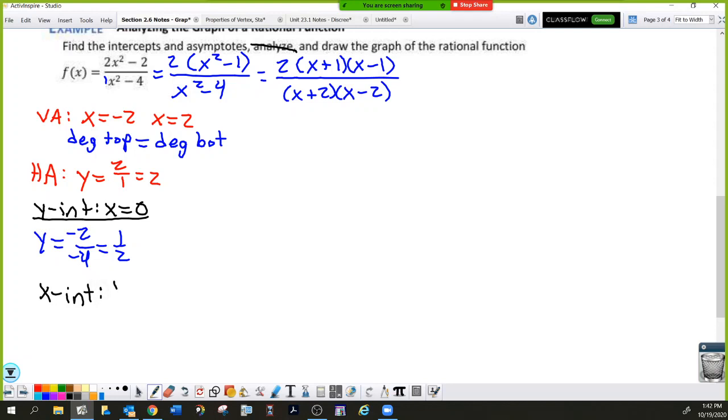X-intercepts are going to happen when the top equals 0. That's going to happen twice. What two numbers can make the top equal 0? -1 and 1. This one has two x-intercepts. Cool. So we have asymptotes, we have intercepts. I say we go ahead and plot that stuff right now, see what's going on.